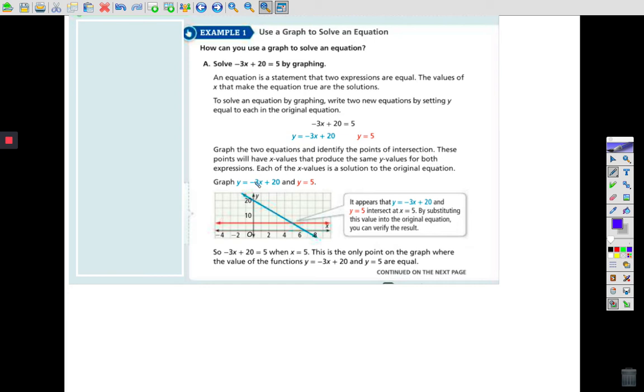Graph the two equations and identify the points of intersection. These points will have x values that produce the same y values for both expressions. Each of the x values is a solution to the original equation. So they show you how they graph the two different ones and how many times did these two intersect? Only once.